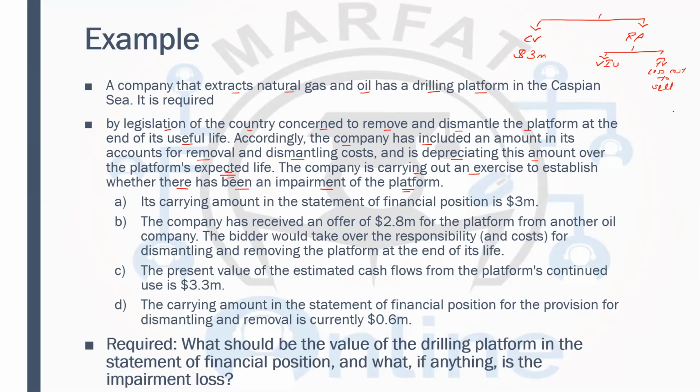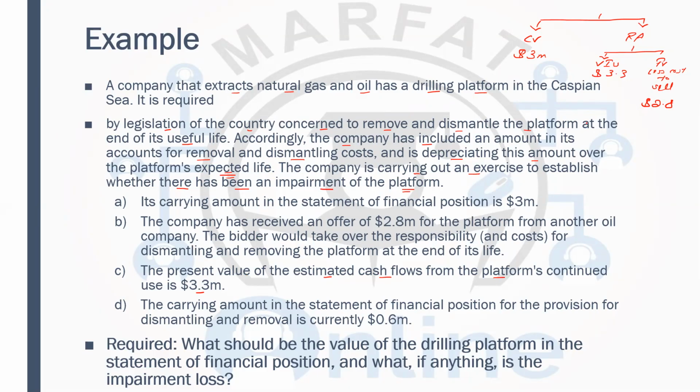The bidder would take the responsibility for dismantling and removing the platform at the end of its useful life. So someone is ready to buy this drilling platform from us for 2.8 million. That means this is the fair value of the platform, because if someone is ready to buy this from us for 2.8 million, this represents the fair value. The present value of the estimated cash flows from the platform's continued use is 3.3 million. Like if we are not selling it, instead we are using it, we will have 3.3 million from the cash flow, which is the present value.